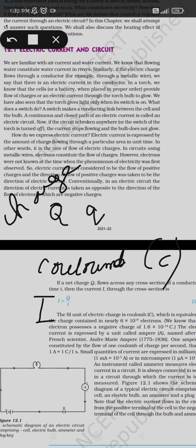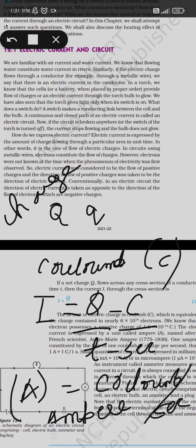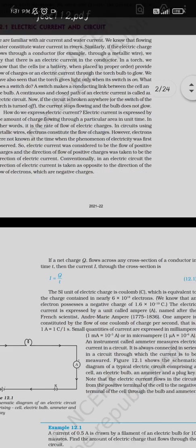And if we talk about current, then it is Q upon T. So it will be coulomb per second, because time is given in seconds and Q is given in coulombs. Together, coulomb per second is given as ampere. Ampere is denoted with the letter A. Okay, these are the circuits and the instruments that are used for electric current.